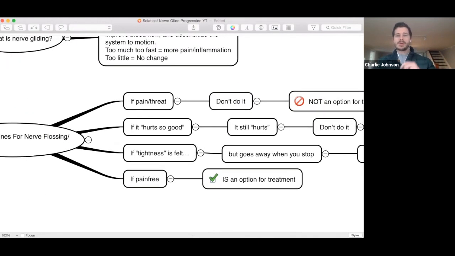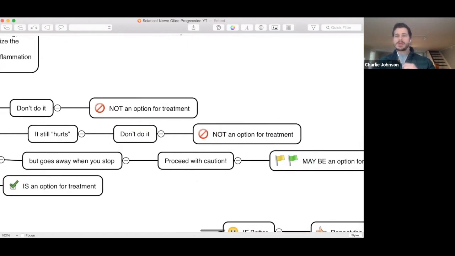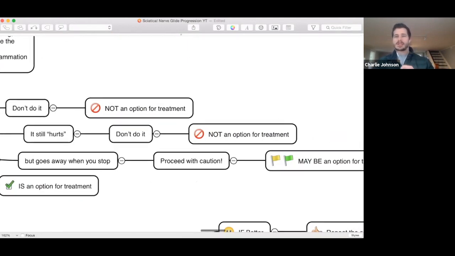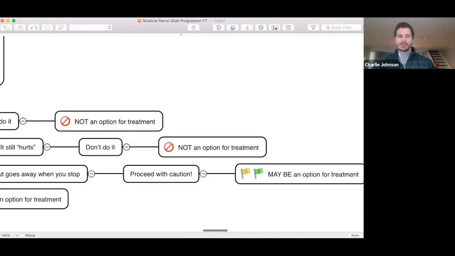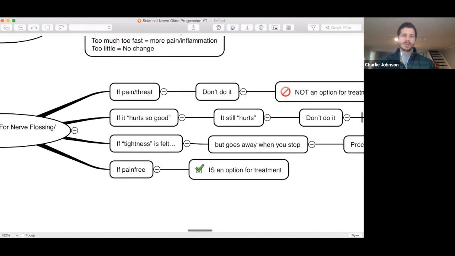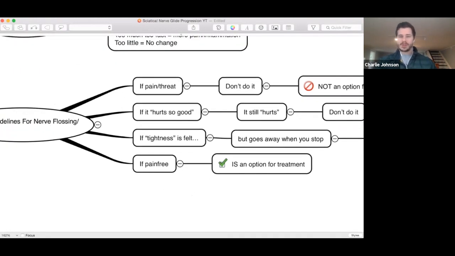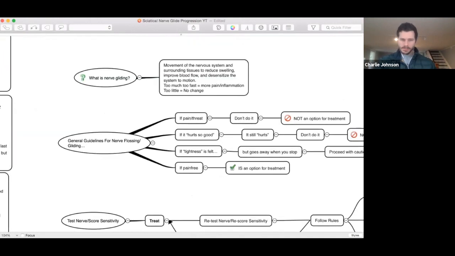If tightness is felt but goes away when you stop, proceed with caution. So depending on, you'll understand what these flags mean in a minute, depending on sort of the phase of recovery or symptoms you're at, it may be an option for treatment. If it's pain-free, then it's always an option for treatment. We'll talk more about this in a moment.